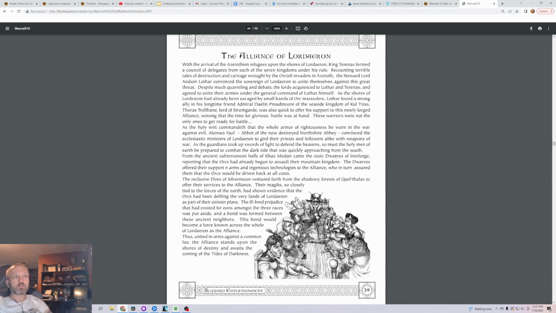These warriors were not the only ones to get ready for battle. As the Holy Writ commandeth that the whole armor of righteousness be worn in the war against evil, Alonsus Faol, abbot of the now-destroyed Northshire Abbey, convinced the ecclesiastic ministers of Lordaeron to gird their priests and followers alike with weapons of war. As the Guardians took up swords of light to defend the heavens, so must the holy men of Earth be prepared to combat the dark tide that was quickly approaching from the south.